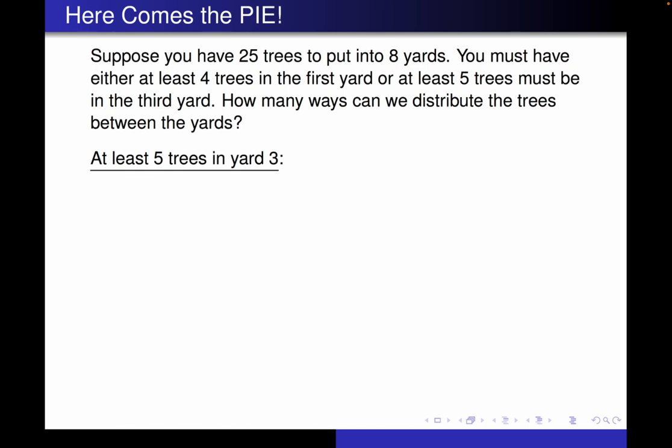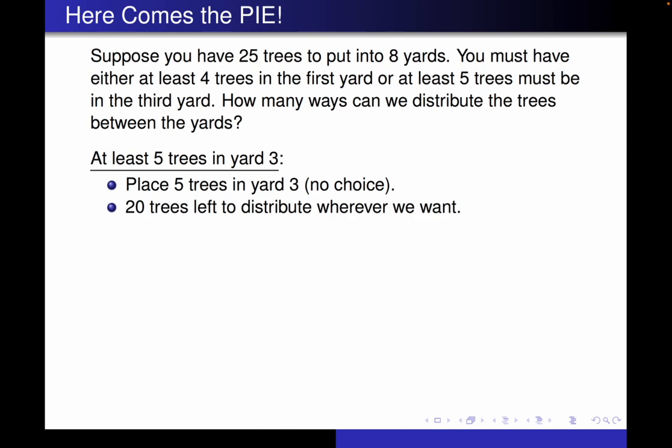The other possibility is we could have at least 5 trees in yard 3. So to count those possibilities, we put 5 trees in yard 3. We have no choice about that. That leaves us 20 trees to distribute wherever we want. We again have 8 yards that we can distribute those trees to, so we have 7 fences.